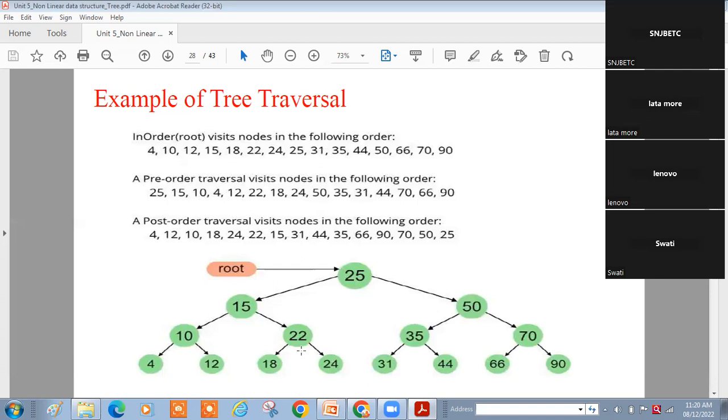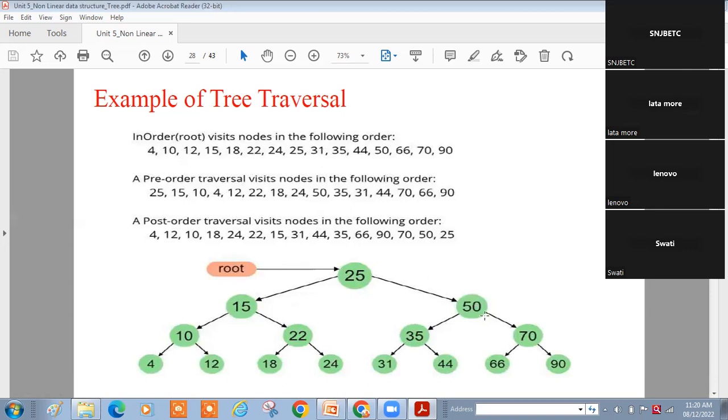So in this subtree, what is first? This root is first. So 22 is first. Then left. Then root, left and right. Means 18, 24. So this completes your root and your left part. And then right. So in right again comes the right part.